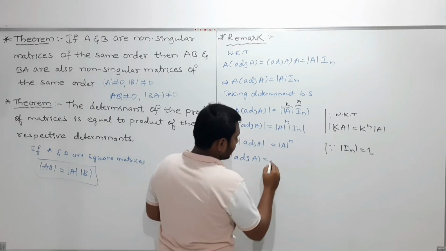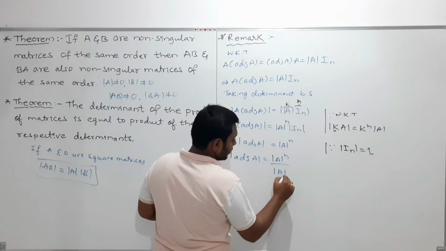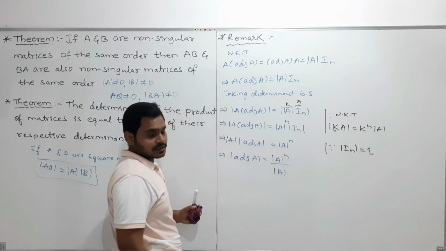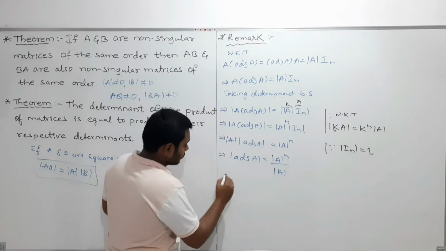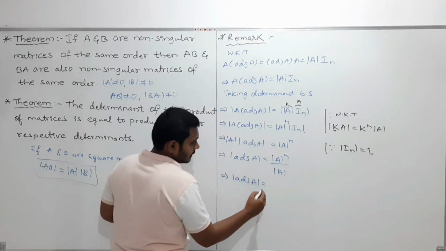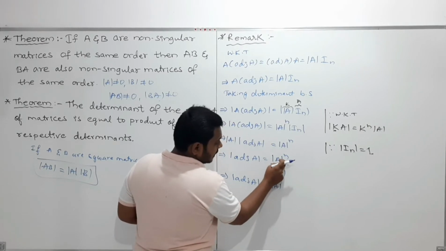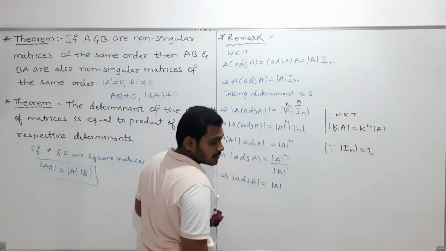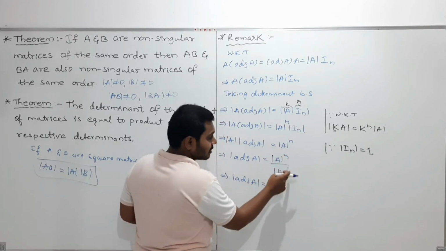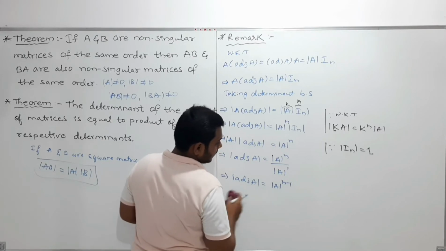Or else I will write another step. So determinant of A whole divided by determinant of A. This determinant shifts to the denominator. So this can be written as determinant of adjoint of A is equal to determinant of A. Here it is determinant of A whole to the power n, and here there is nothing, which means 1. If I take it to the numerator, it becomes minus 1. So therefore n minus 1 I can write.